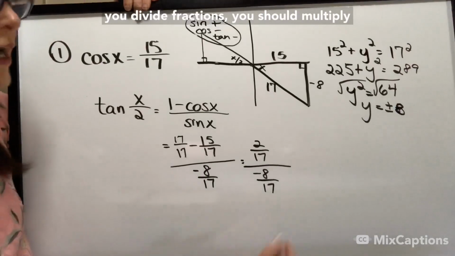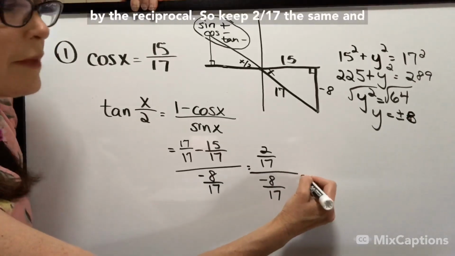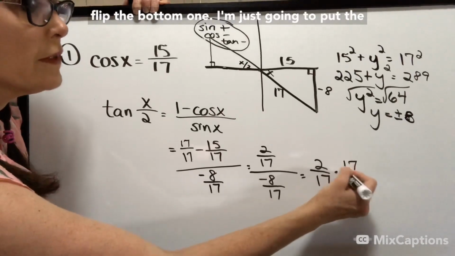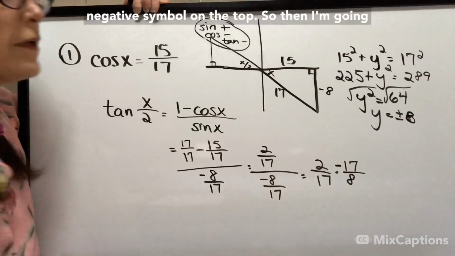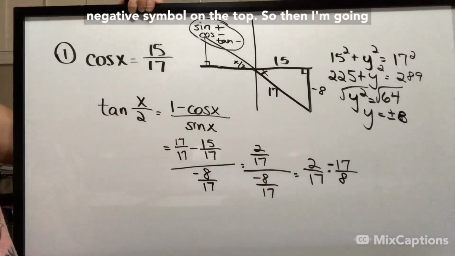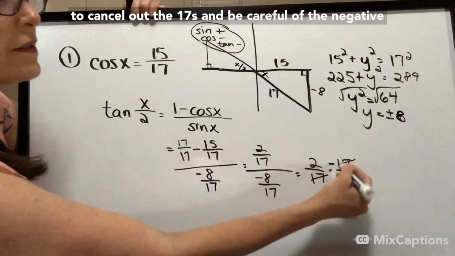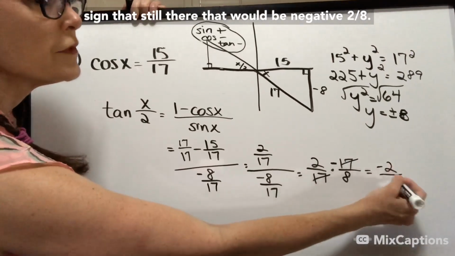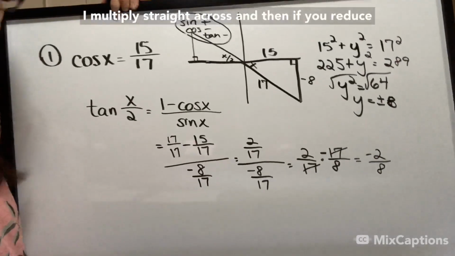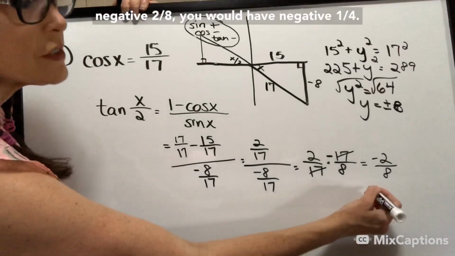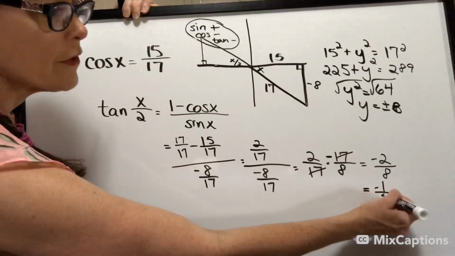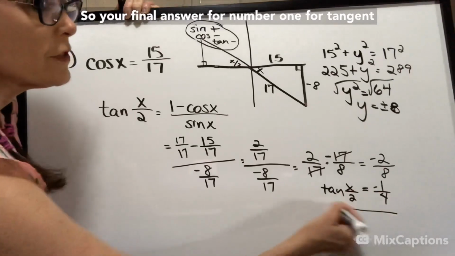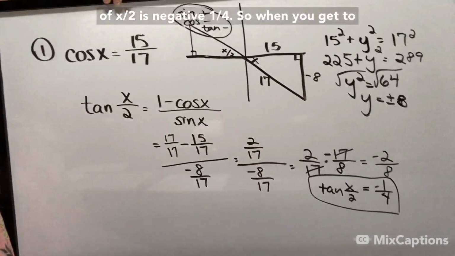And when you divide fractions, you should multiply by the reciprocal. So keep 2/17 the same and flip the bottom one. I'm just going to put the negative symbol on the top. So then I'm going to cancel out the 17s, and be careful of the negative sign, that's still there. That would be -2/8 if I multiplied straight across. And then if you reduce -2/8, you would have -1/4. So your final answer for number 1 for tangent of x over 2 is -1/4.